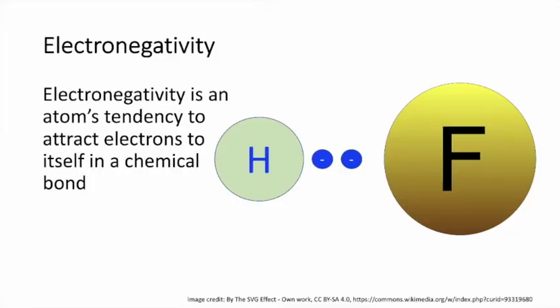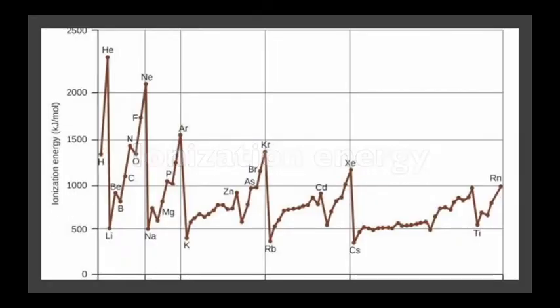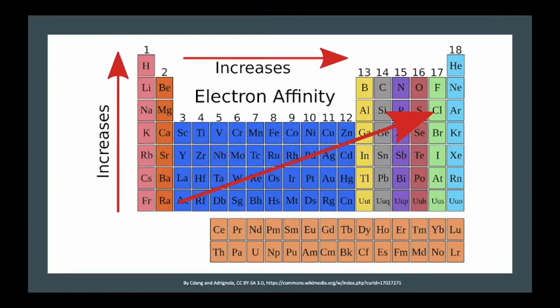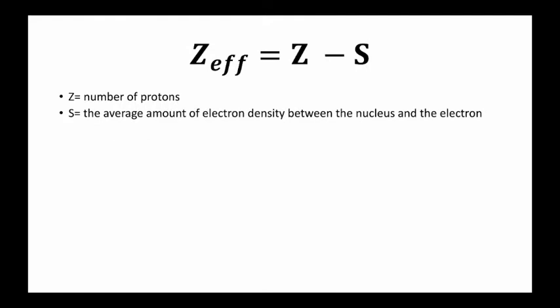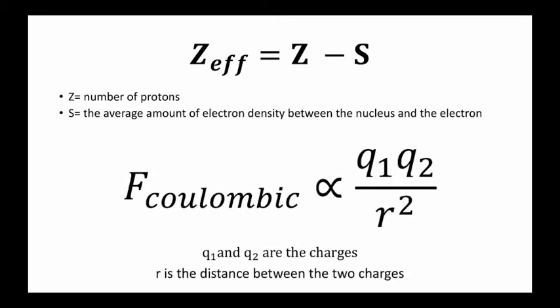Electronegativity is an atom's tendency to attract electrons to itself in a chemical bond. And just like many of the other periodic trends we talked about, atomic radius, ionization energy, and electron affinity, electronegativity has a lot to do with things like effective nuclear charge, the distance the valence electrons are from the nucleus, and Coulomb's law.